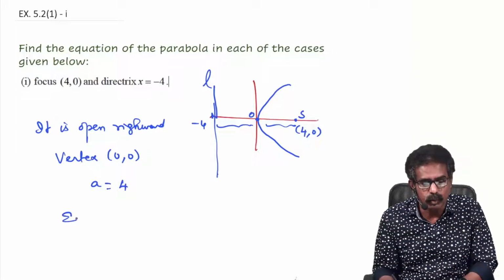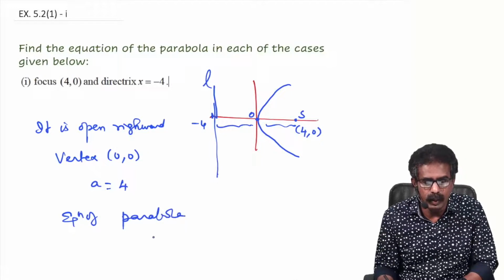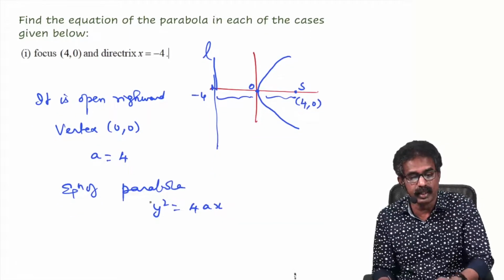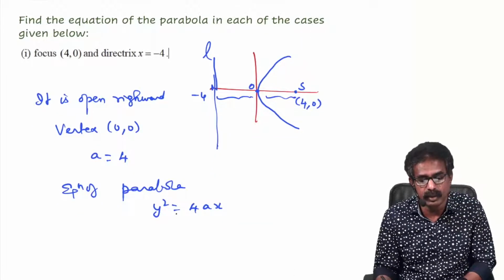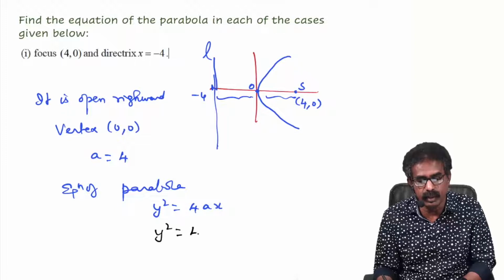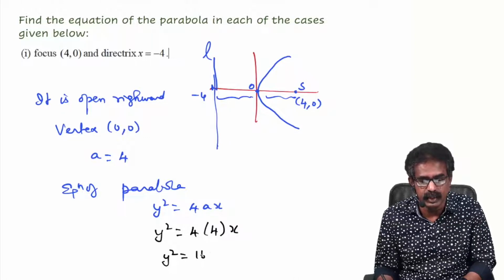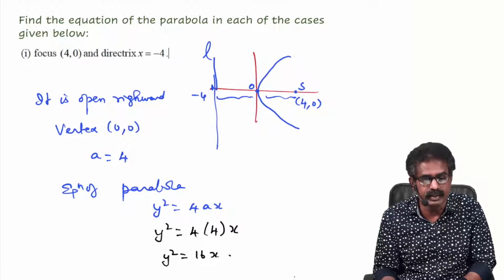So you know the equation of parabola: y square equal to 4ax, because the vertex is 0, 0 only, right? Now substitute the a value, that is y square equal to 4 into a value 4 into x. So your answer is y square equal to 16x. Let's go for the second sum.